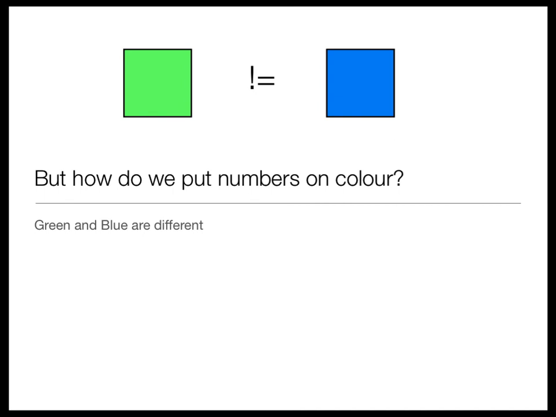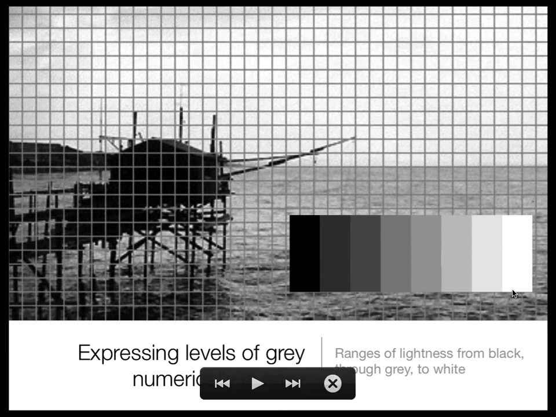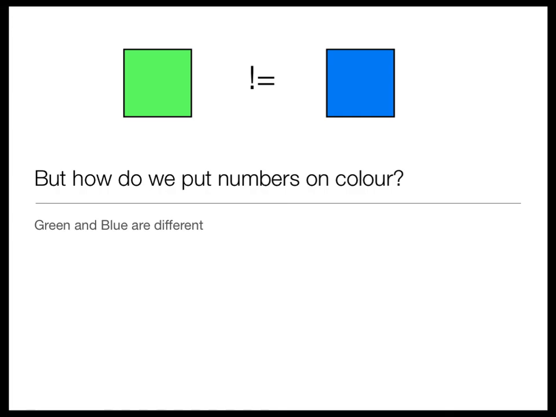I mean, we know green isn't the same as blue, but it's easier to say this color has more white than this one, or this color is darker than this one. In a grayscale, you have lightness and darkness, and you can say this is lighter than this, and you could line them up. But how do we put numbers on color?